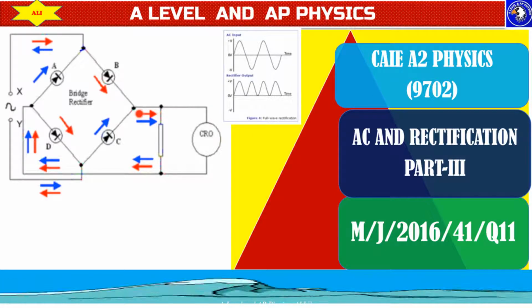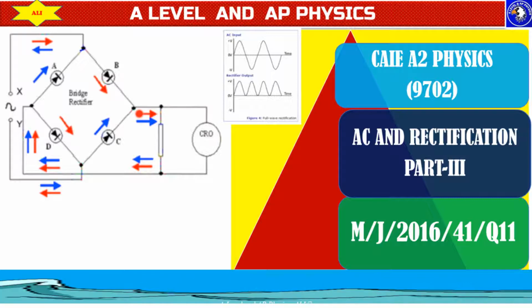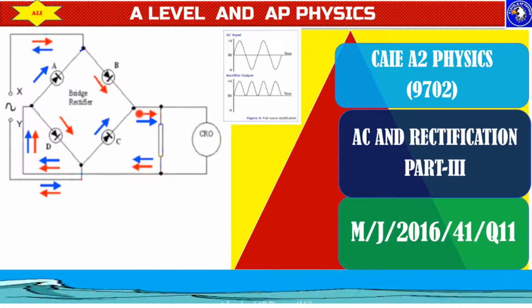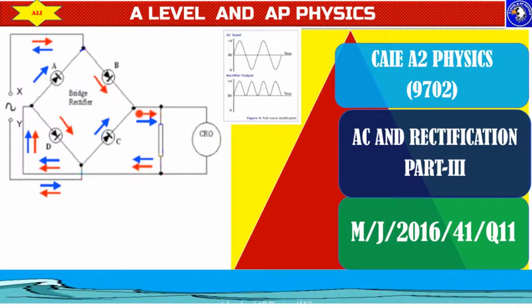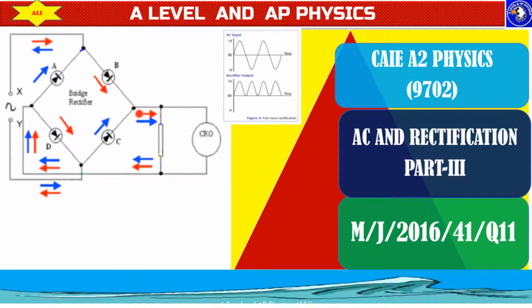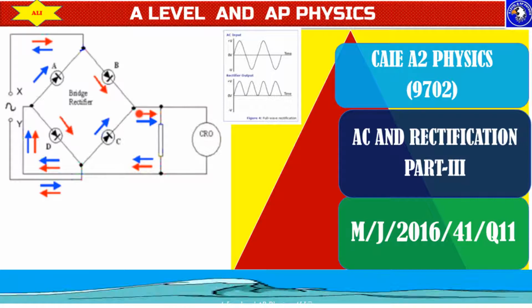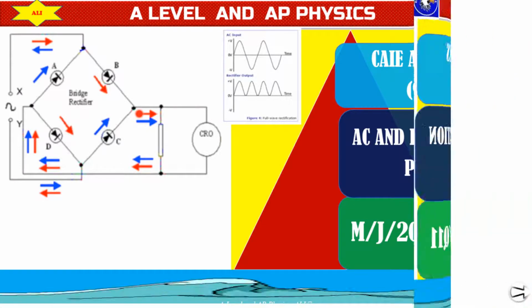In today's lesson, we will talk about AC and rectification past paper question from Cambridge A2 Physics. This is our third video on this topic. In this video, I will explain how to calculate mean value and how to calculate RMS value. At the end of the video, we will also talk about energy dissipated in a circuit.